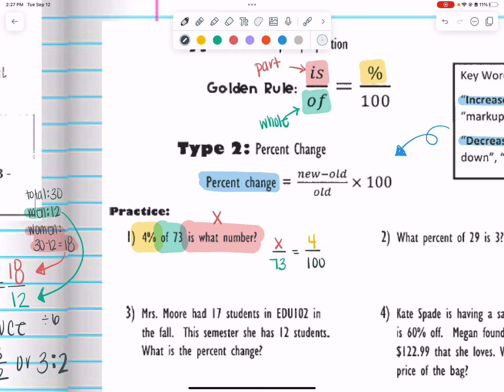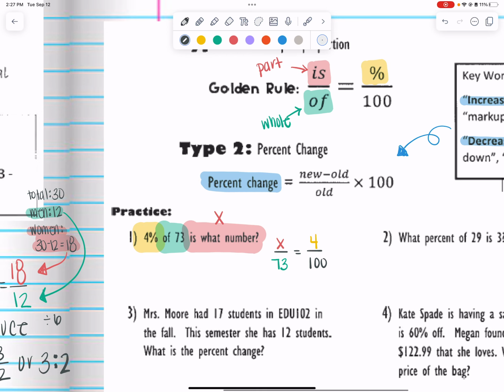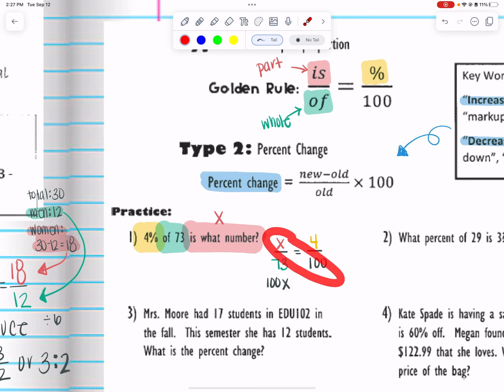And so now I'm going to cross multiply. And I will have 100 times x. So right here, x times 100, 100x. And then on the other side, 73 times 4. So right here, I get 292. I'm going to divide by 100, divide by 100. Those will cancel and leave me with x equals 2.92.